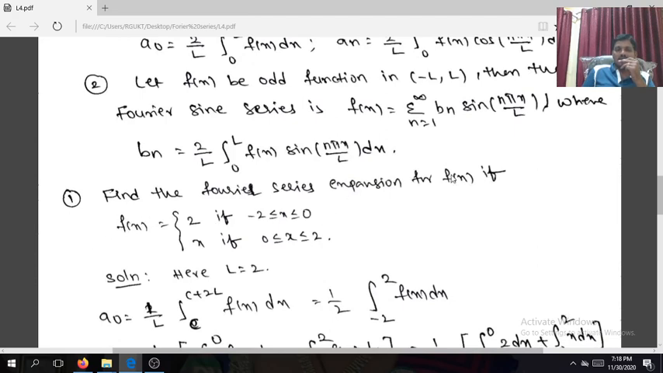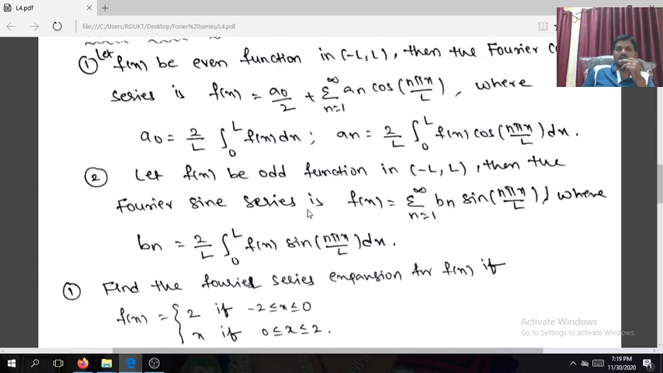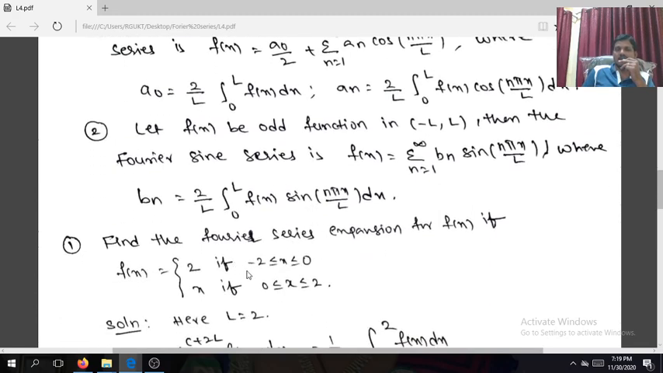Find the Fourier series expansion of f of x, if f of x is equal to 2 if x lies between minus 2 comma 0, and f of x is equal to x if x lies between 0 comma 2. That means the function is defined in what? Minus 2 to 2, right? So I am going to find the Fourier series expansion for f of x. It is neither even nor odd, so definitely you are going to find a naught, a n, b n.